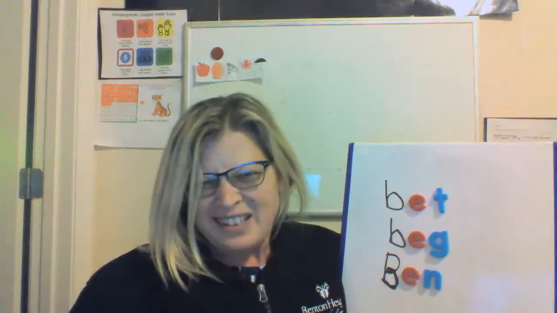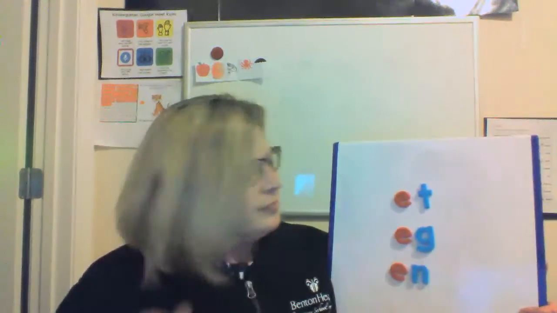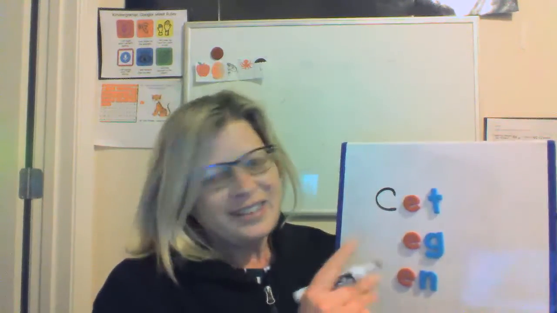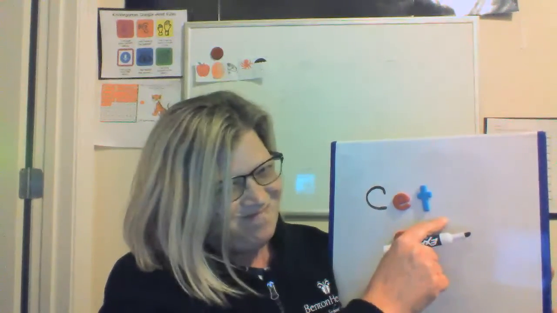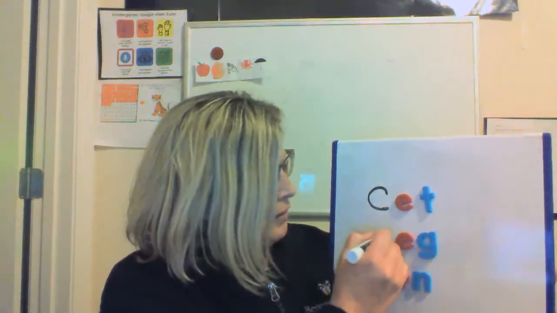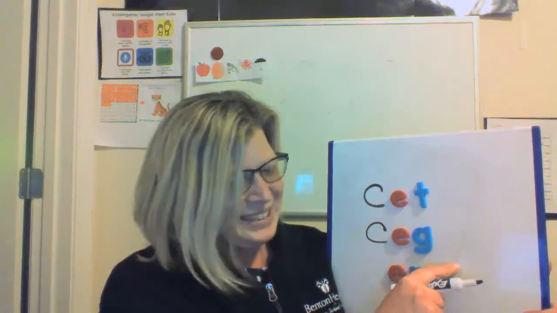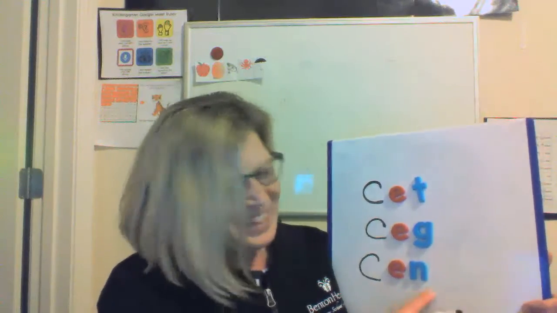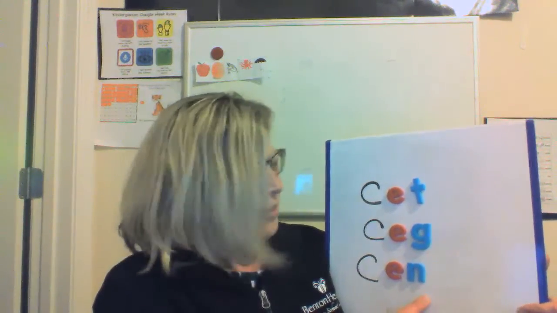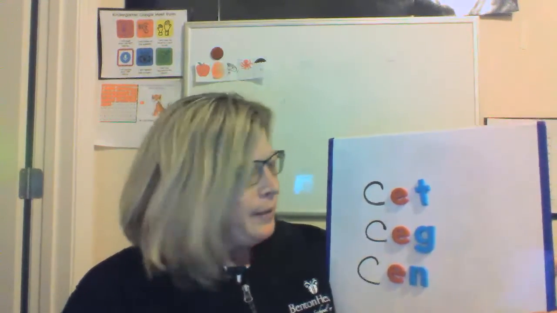So now, what's the next letter of my alphabet? The next letter would be a C, right? After B comes C. So let's put a C. Cet. Cat. No, that doesn't sound good. How about ceg? Ceg? It's not a word either. How about cen? No. These are all what we call nonsense words. So there's a couple ways we could do it. Let's do one more letter.